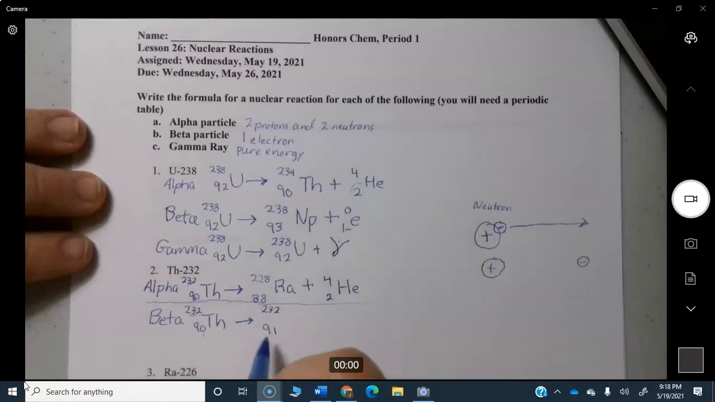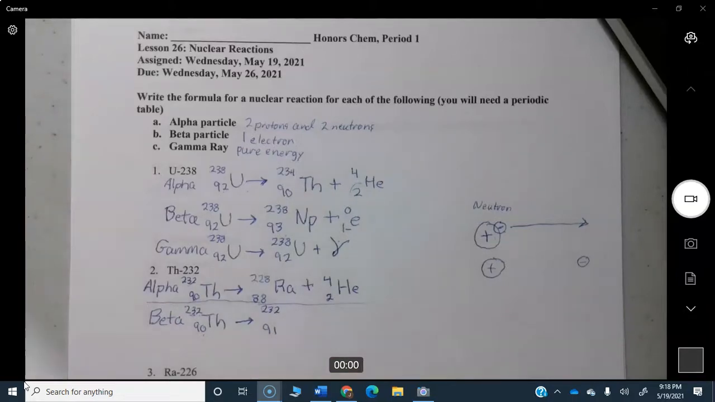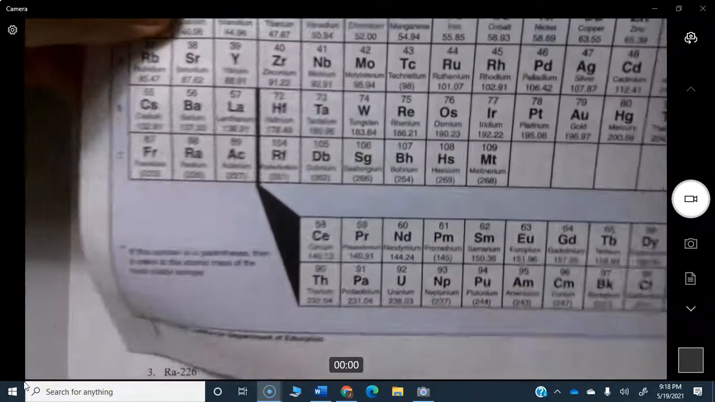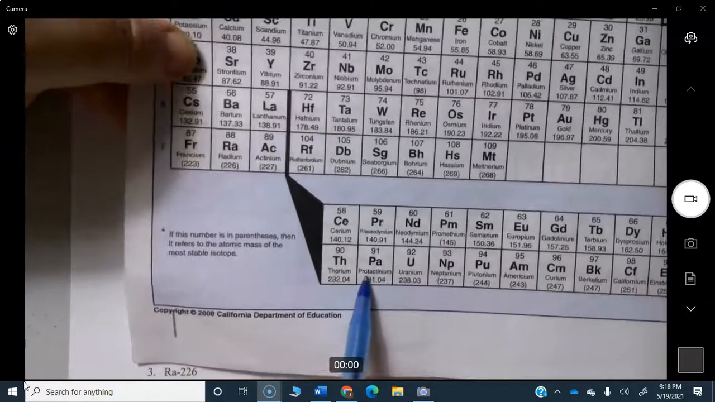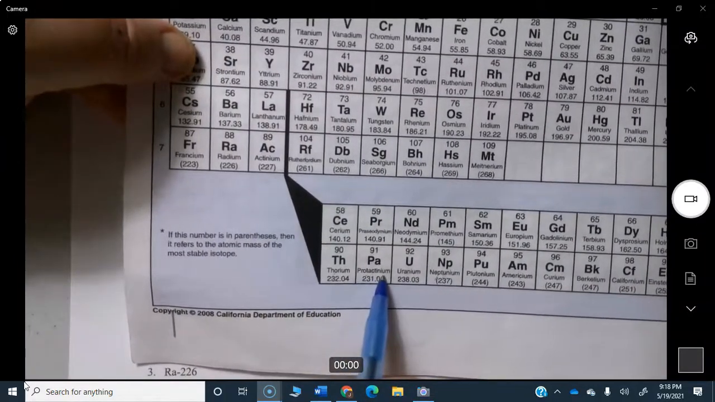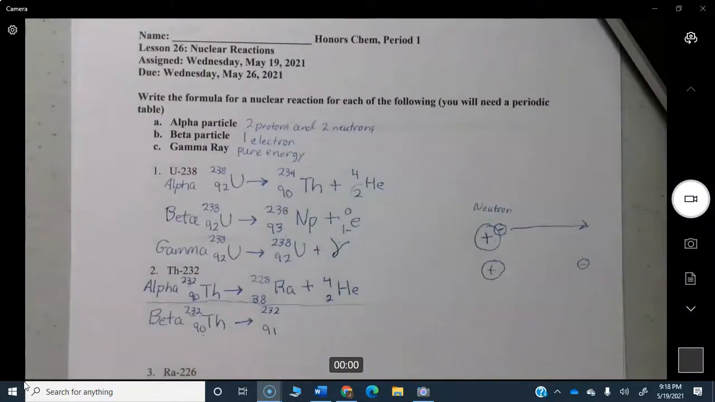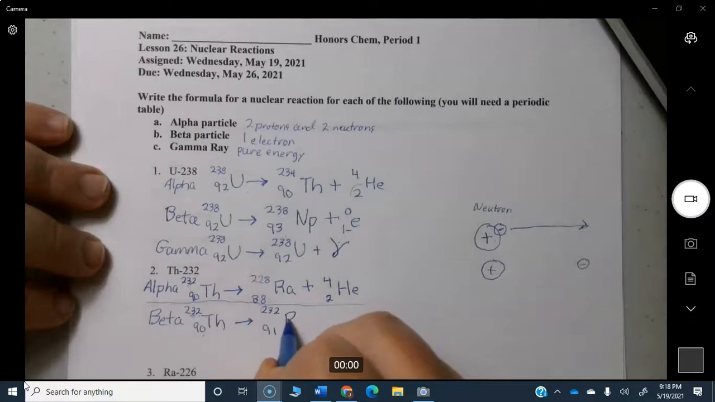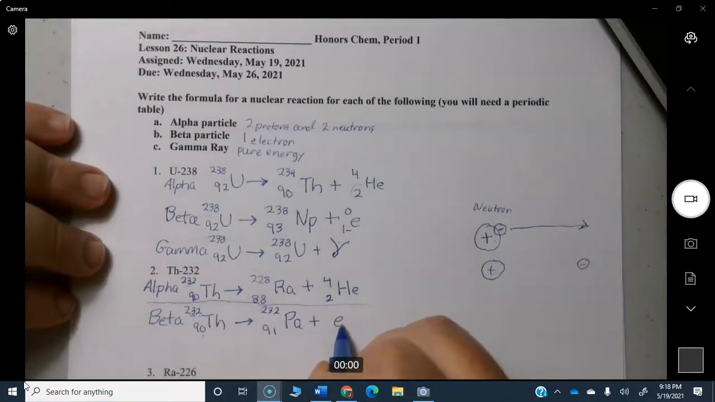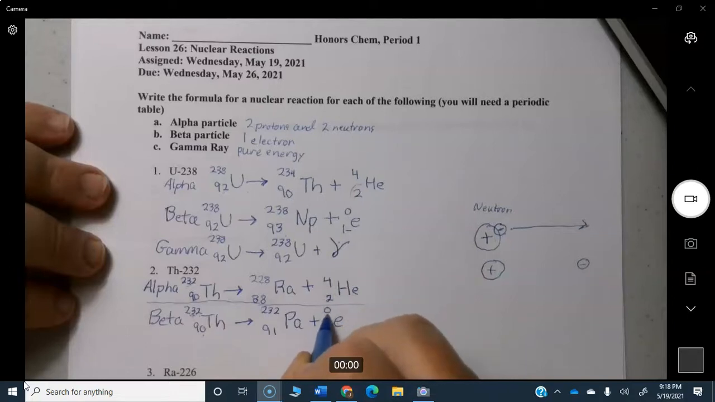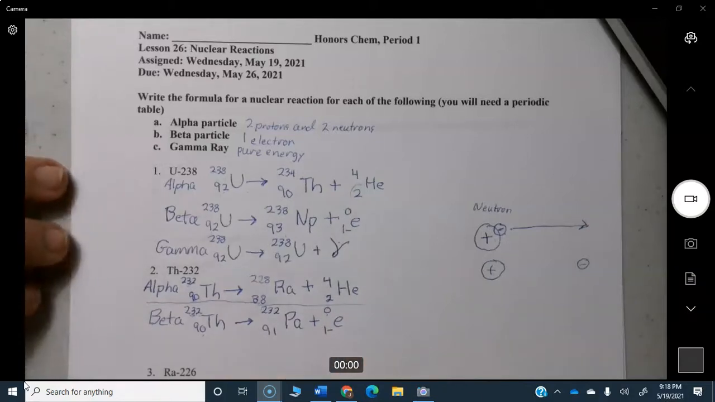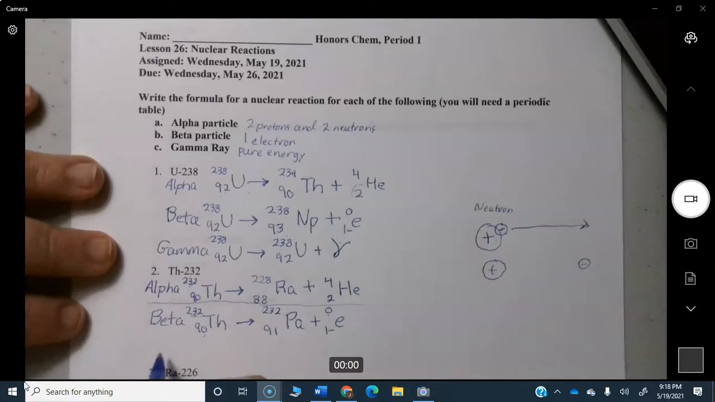And for element number 91, we have to come to the periodic table. And that's going to be protactinium. Okay, so that's Pa. That's all you have to call it. Just call it Pa. So it's Pa plus the electron. So again, it's an e. It has no mass, so the mass number is 0, and it has a charge of -1. That's an electron, has a -1 charge. All right, and then gamma.